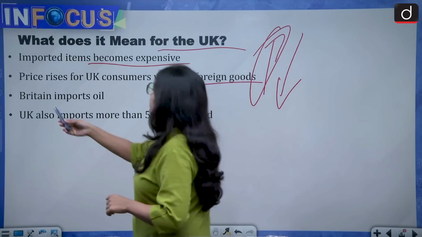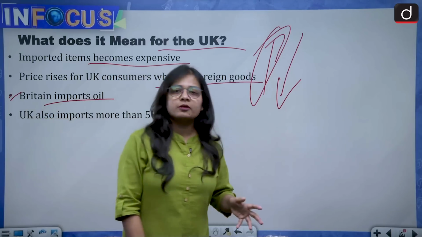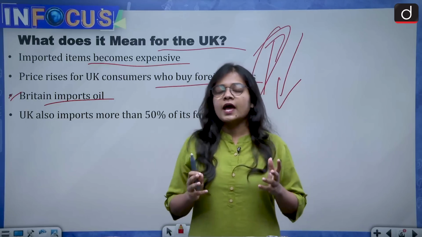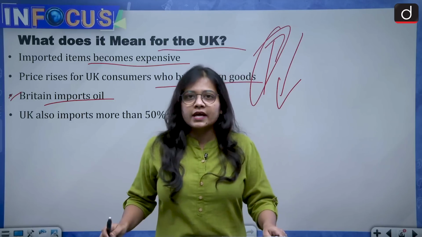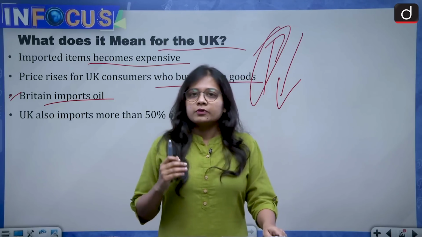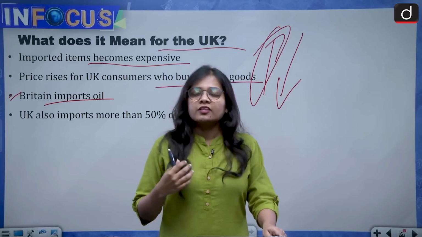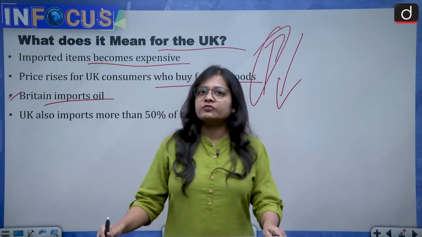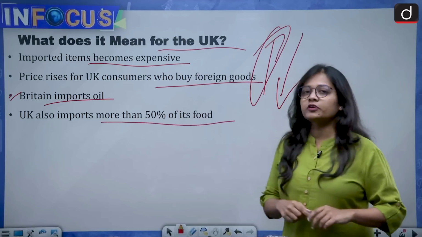Then Britain's oil import. This is one of the major problems that Britain, or the United Kingdom, would be facing. That is the oil and the natural gas. Because oil and natural gas are mainly traded in dollars, and the difference between the dollar and the pound is increasing, Britain and the Brits have to pay more from their pocket for the import of oil. Then the UK also imports more than 50% of its food.